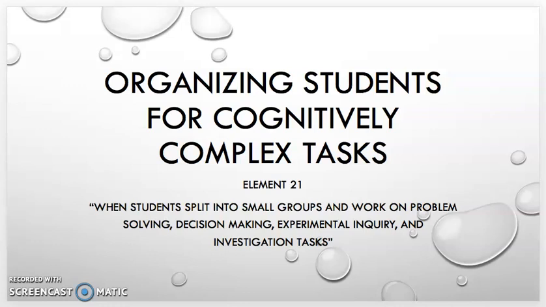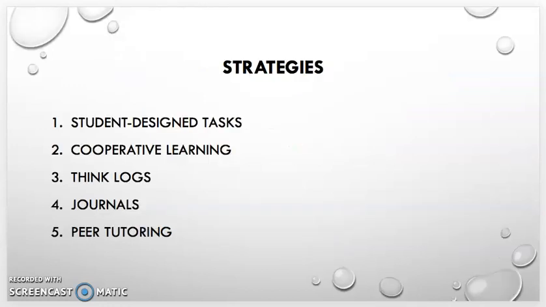I will be discussing Organizing Students for Cognitively Complex Tasks, Element 21 of the book Enhancing the Art and Science of Teaching with Technology by Mangana and Marzano. The big idea in this area is how we split students into small groups to work on problem-solving, decision-making, experimental inquiry, and investigation type tasks. And the authors broke this down into 5 different strategies.